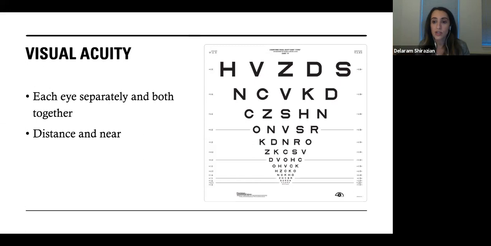So we usually start it at a set test distance, but if you're not able to see the letters, we can also move it closer. And we can also use other mobile charts in order to best figure out what your visual acuity is coming in. We like to test each eye individually and both eyes together, both far away and up close.